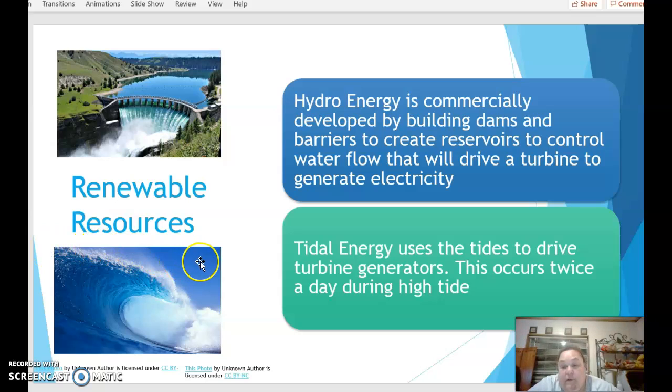Hydro and tidal energy are water types of resources. Hydro energy is commercially developed by building dams and barriers to create reservoirs to control water flow that will drive a turbine to generate electricity. Tidal energy uses high tides that come twice a day to drive turbine generators.